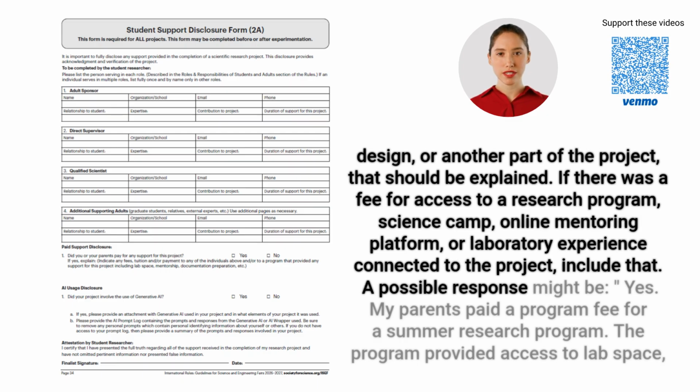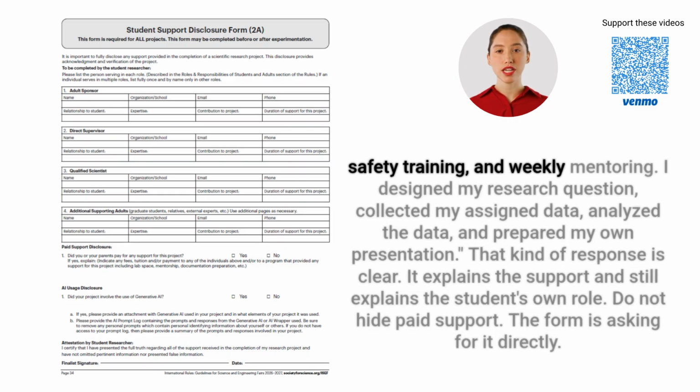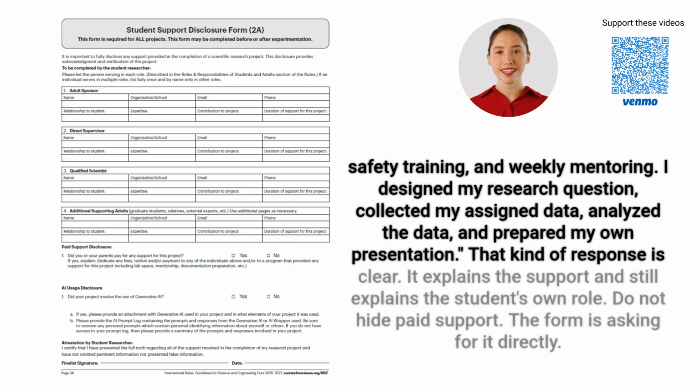A possible response might be, yes, my parents paid a program fee for a summer research program. The program provided access to lab space, safety training, and weekly mentoring. I designed my research question, collected my assigned data, analyzed the data, and prepared my own presentation. That kind of response is clear. It explains the support and still explains the student's own role. Do not hide paid support. The form is asking for it directly.